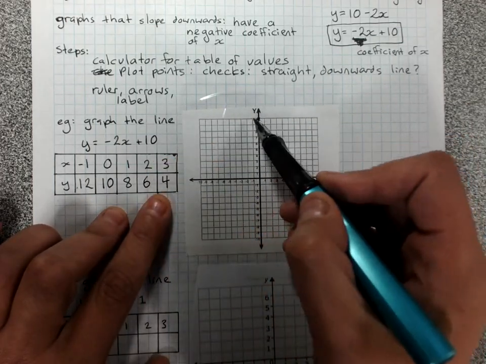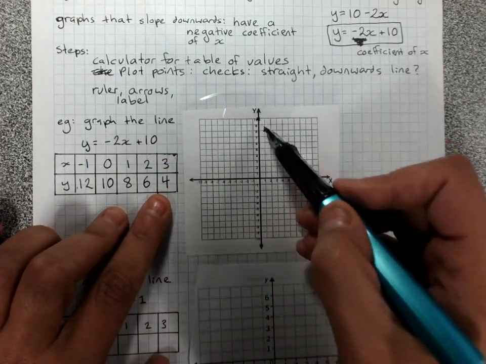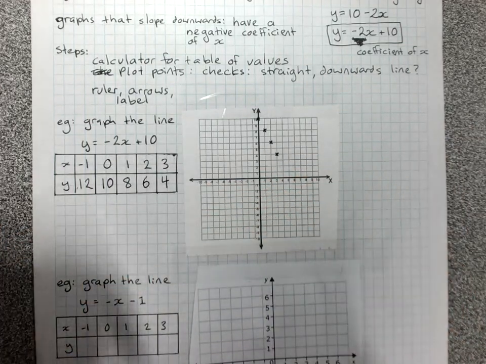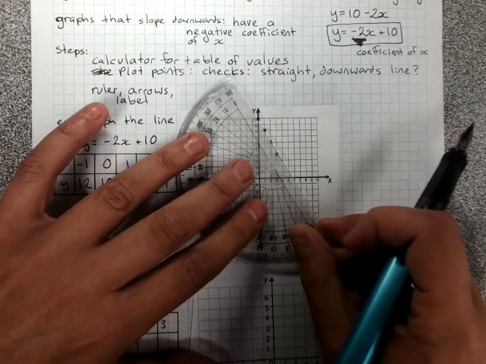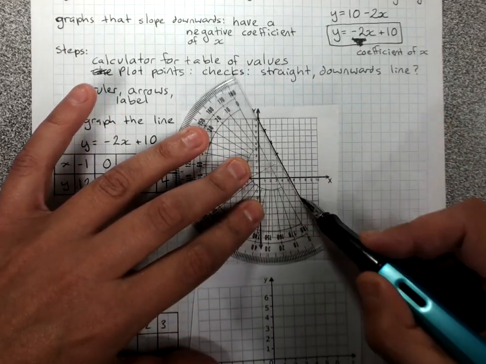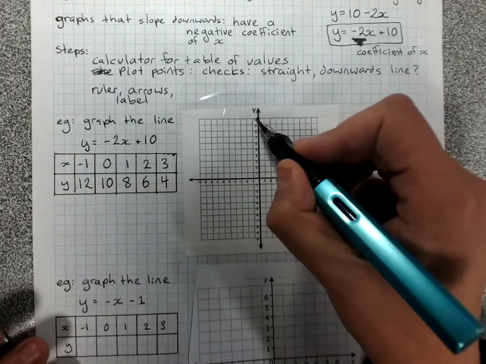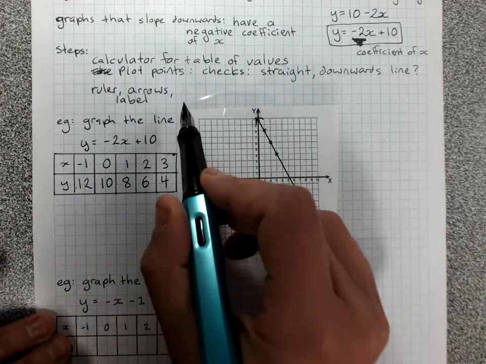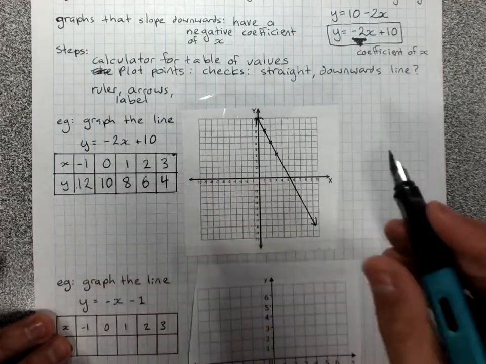Check. Straight line, and it's a downwards line because the coefficient of x was negative. Ruler. Rule your line through the dots, taking up as much of the graph as you can. Arrow at either end. Label with the rule.